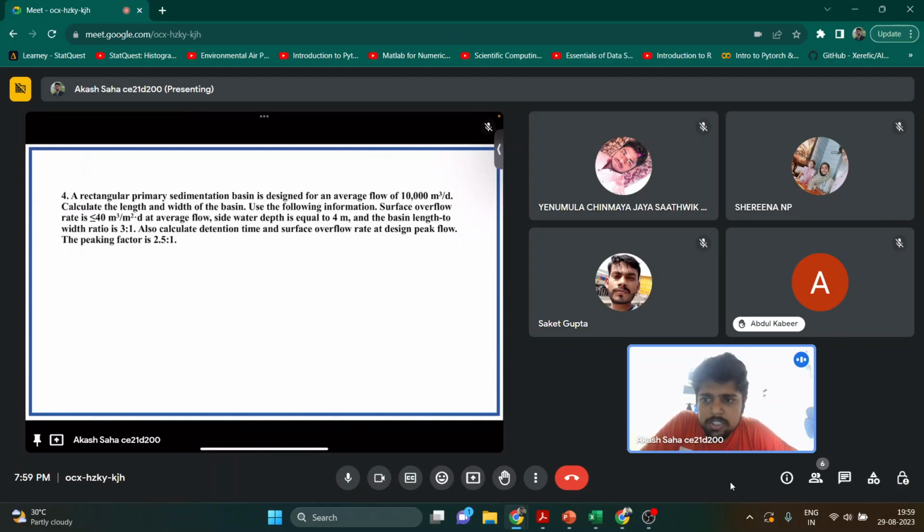The surface overflow rate should be less than or equal to 40 meter cube per meter square per day at average flow. The side water depth is 4 meter and the basin length to width ratio is 3:1. Also calculate the detention time and surface overflow rate at design peak flow. So the question gives the design average flow, but we have to find the detention time and surface overflow rate at design peak flow. The peaking factor is 2.5 to 1. So the peaking factor is 2.5. Simple. So we have to design this primary sedimentation tank.